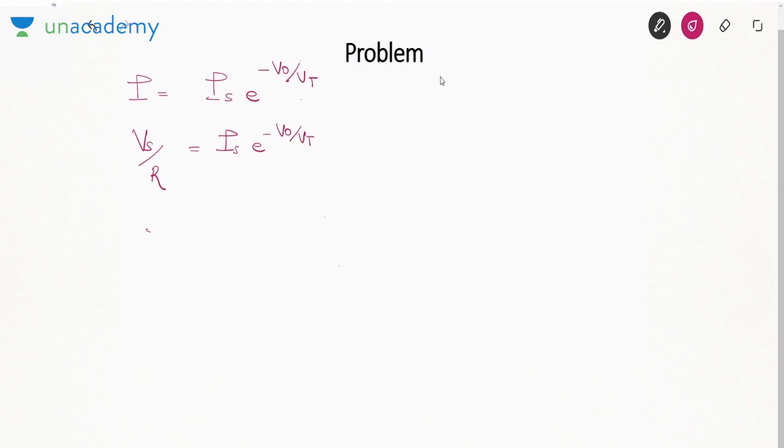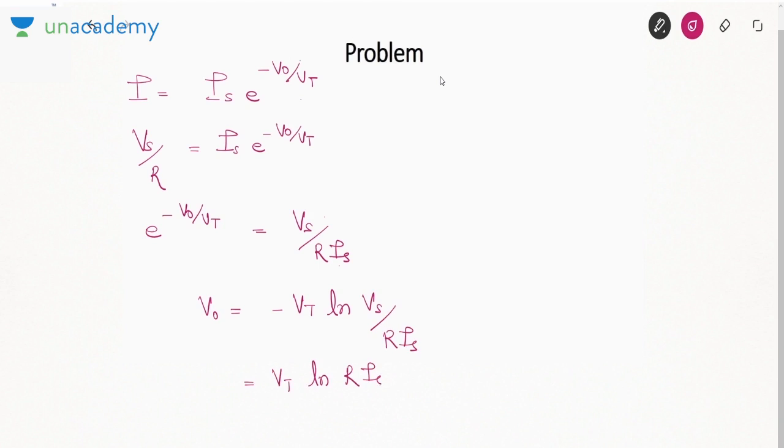So you can say e to the power minus V0 by Vt is Vs over Ris. So V0 is minus Vt log Vs over Ris, or you can say Vt log Ris by Vs. It is the same as a log amplifier. But this time, instead of a diode, we have used a BJT.